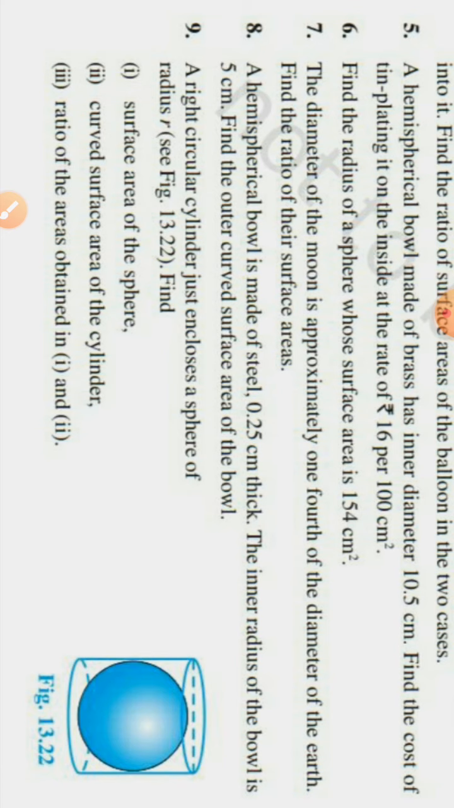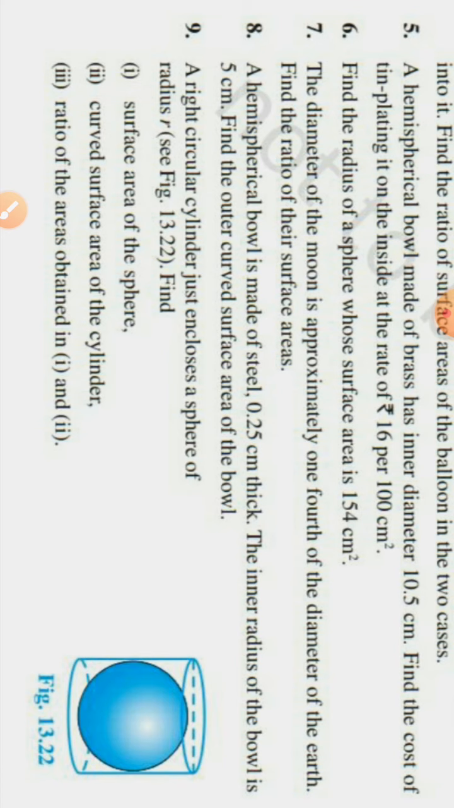Now what should be the height of the cylinder? Height of cylinder is equal to the diameter of the sphere. Diameter of sphere obviously becomes 2r. Why 2r? Because the diameter of the sphere is equal to the height of the cylinder. So we got everything: radius of sphere, radius of cylinder, height of cylinder.